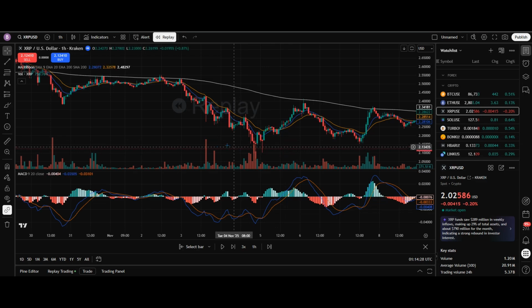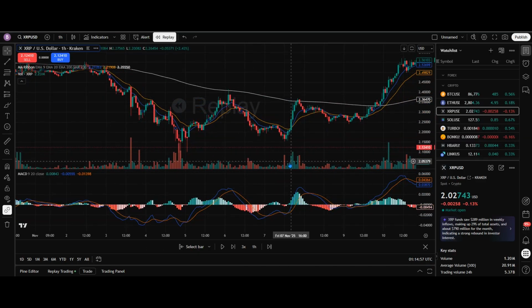Here we have high volume in sellers, and price continued to move downward. So that's pretty much the simplest way that I can explain this concept: the buying volume was very low, then you had a massive amount of selling volume. Price is more than likely going to follow that trend and go down more.